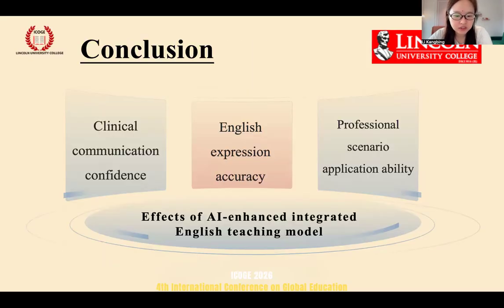So in conclusion, this research significantly improved three key outcomes: clinical communication confidence, English expression accuracy, and professional scenario application ability, and provides a replicable, evidence-based pathway for transforming medical vocational English education in the AI era. It moves beyond theory and shows with real data that AI can make a meaningful difference in how we prepare medical students for their clinical careers.